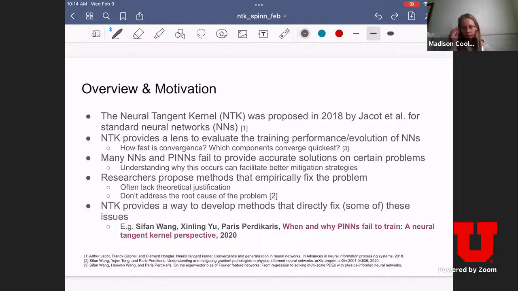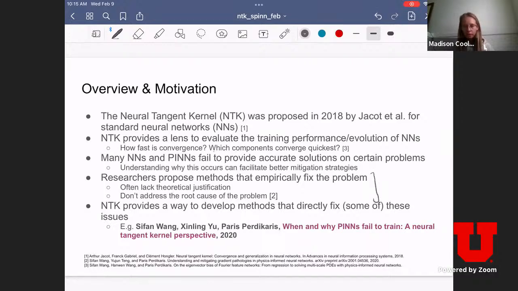If that's slightly confusing, I'm going to specify that in the next few slides. The use and benefit behind this is that there's not a lot of understanding behind when neural nets and physics-informed neural nets fail to provide accurate solutions. Sometimes they find accurate solutions, sometimes they perform really poorly, and not a lot is understood about why this discrepancy occurs. If you're able to understand why certain nets fail to train, you can better come up with strategies for fixing those issues.